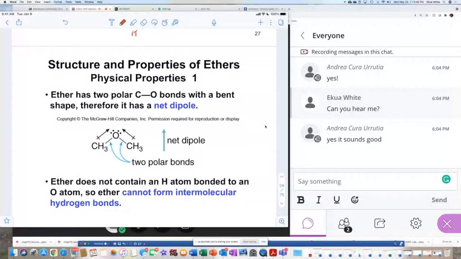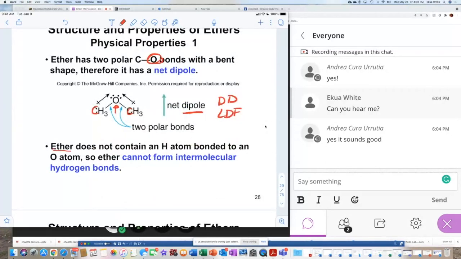Okay, physical properties. We do have a heteroatom, the oxygen. We have carbons here, and then the central atom has lone pairs. So for sure we have a dipole. So here we're going to have dipole and LDF. Guess what we don't have? We don't have OH because there is no H attached here. Ether does not contain a hydrogen atom bonded to an oxygen, so ether cannot form intermolecular hydrogen bonds. It can only do dipole and LDF.